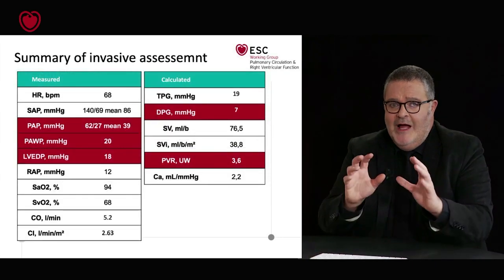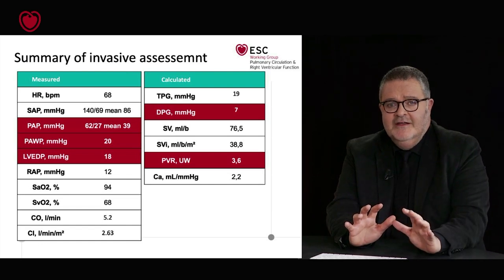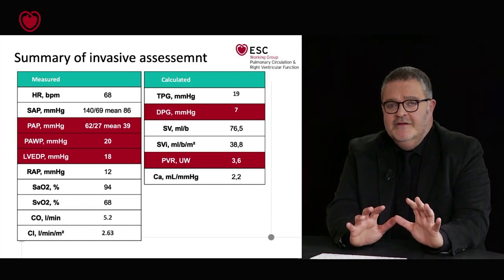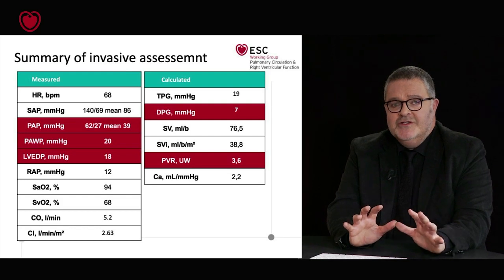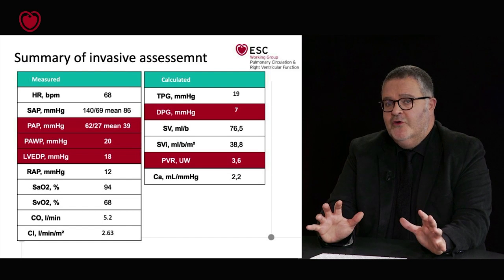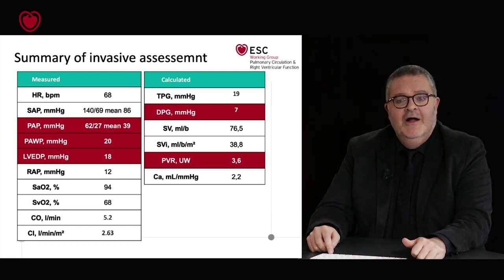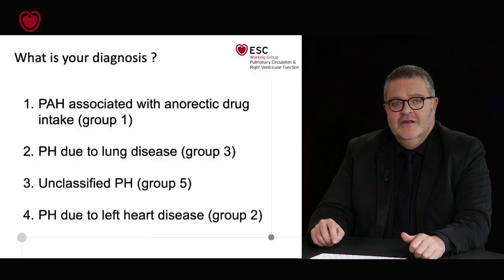This is just a wrap-up of the invasive assessment of the patient. There's a typo in the title. PVR 3.6, DPG 7, mean PA pressure 39, wedge pressure 20, LVDP 18 millimeters of mercury. So this was the hemodynamic assessment that was done in this patient in a steady state.